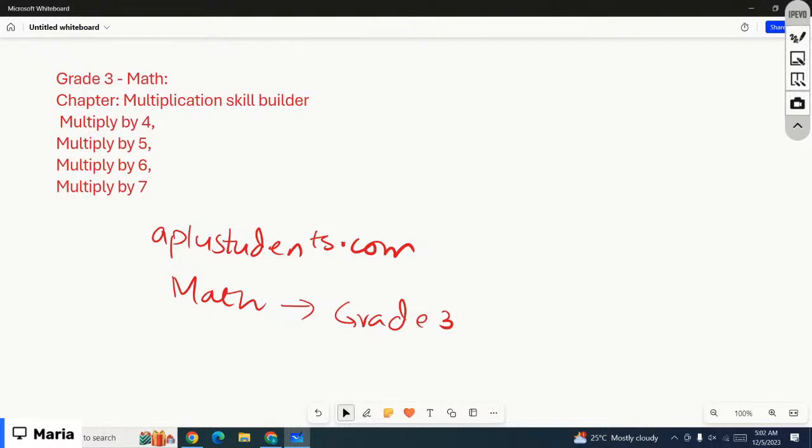The lessons we're going to cover today are multiply by 4, multiply by 5, multiply by 6 and multiply by 7. So please make sure you have your notebook and pencil so that you can note down the important examples and definitions as well, right?